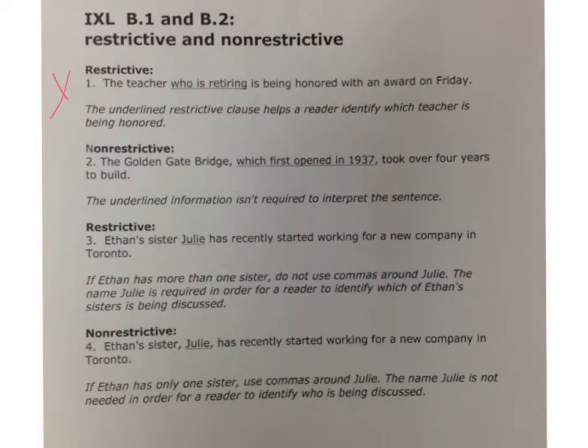Now, who is retiring gives you a little bit more information about the teacher. If it's not necessary, then you set it off with commas. But in this case, the underlined restrictive clause helps the reader to identify which teacher is being honored. And because it is necessary, it's called restrictive, and you do not set it off with commas.